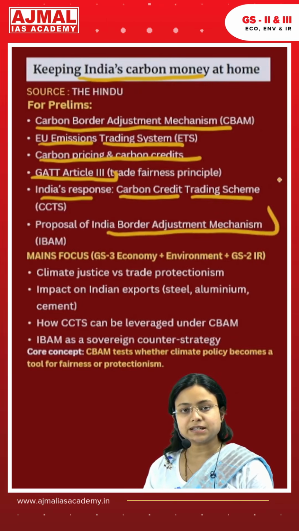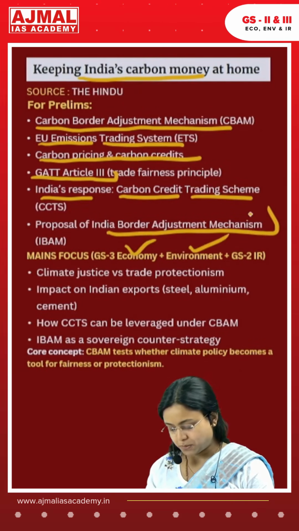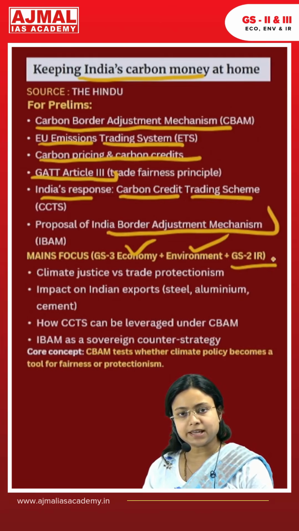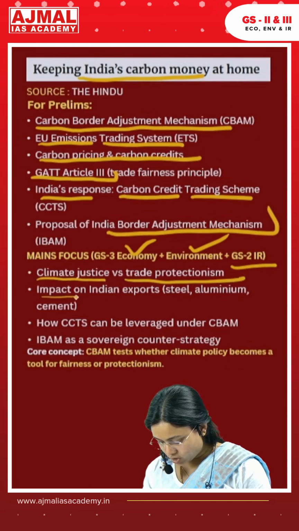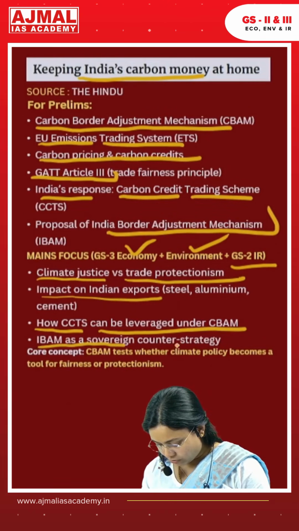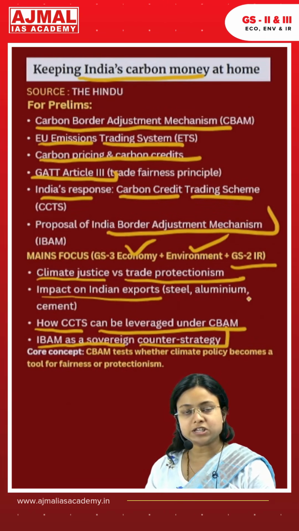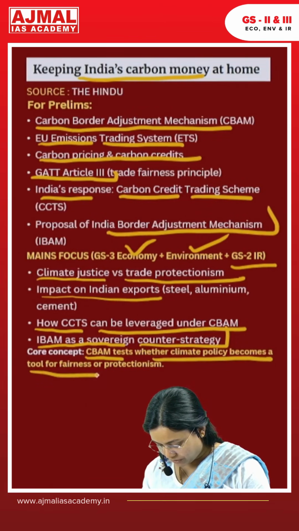From mains perspective, this article is important for GS paper 3 economy and environment, and GS paper 2 IR. This article can be linked to the topic of climate justice versus trade protectionism, impact on Indian exports, and how CCTS can be leveraged under CBAM, IBAM as a sovereign counter strategy. The core idea of this article is that CBAM tests whether climate policy becomes a tool for fairness or protectionism.